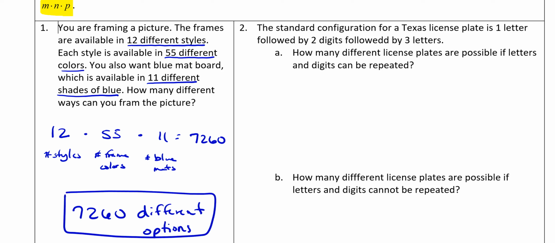Okay, so now let's look at number 2. The standard configuration for a Texas license plate is 1 letter followed by 2 digits followed by 3 letters. That's a lot of information, so let's write that down. We have 1 letter, followed by 2 digits, followed by 3 letters.